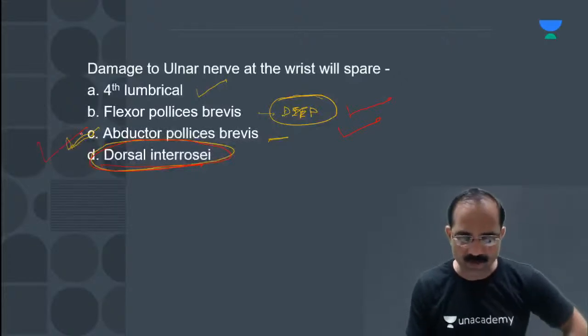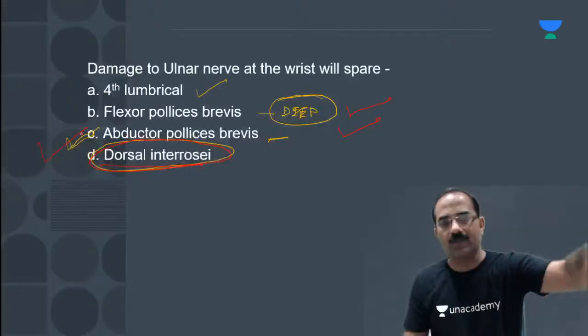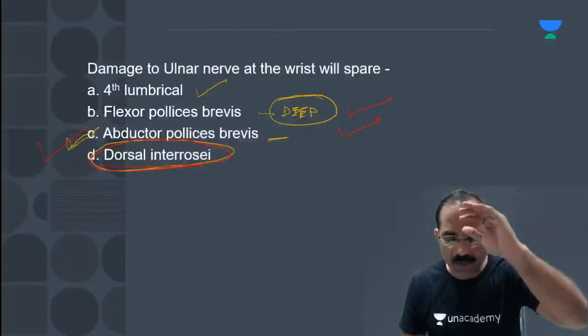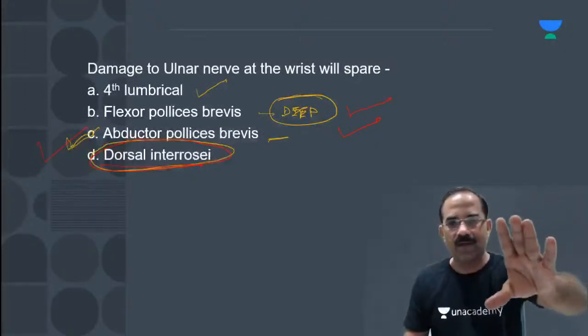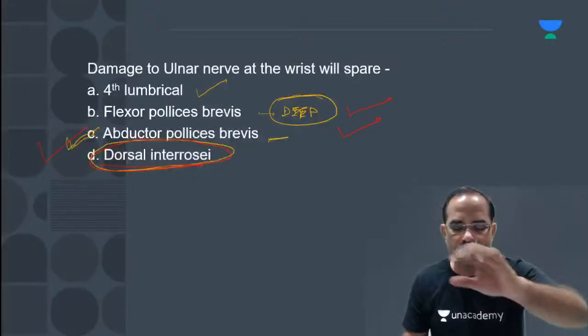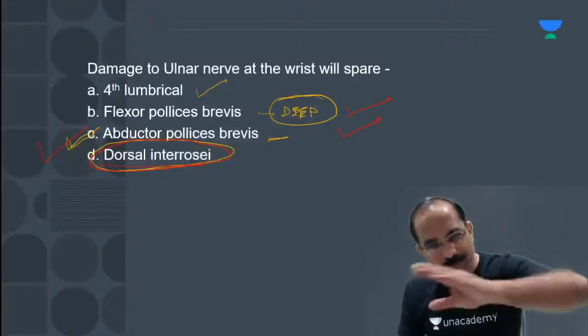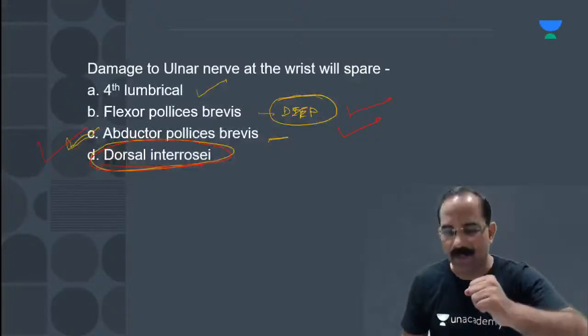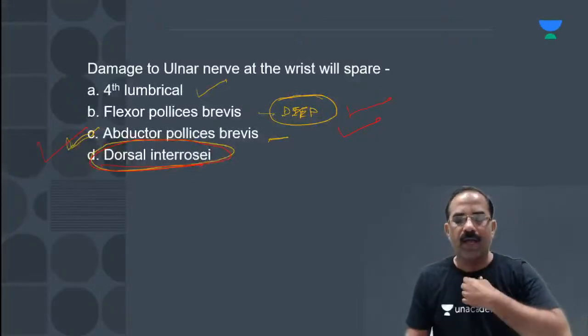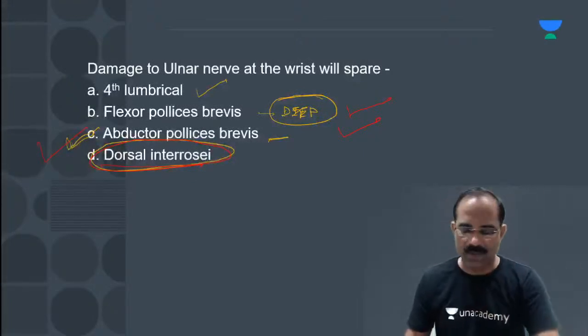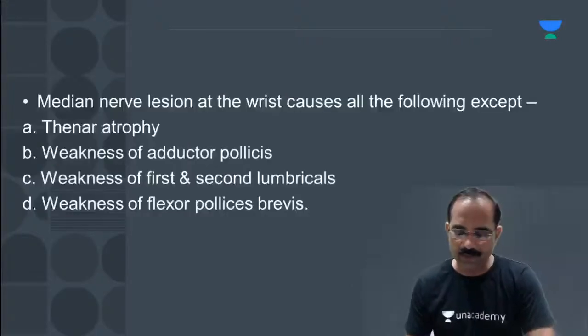C is a better answer, because abductor pollicis brevis would be completely spared. Ulnar nerve does not supply abductor pollicis brevis, so it will be completely spared, whereas flexor pollicis brevis will be half paralyzed and half spared. Who will be paralyzed? The deep head. And who will be spared? The superficial head. Okay, very good to all of you.